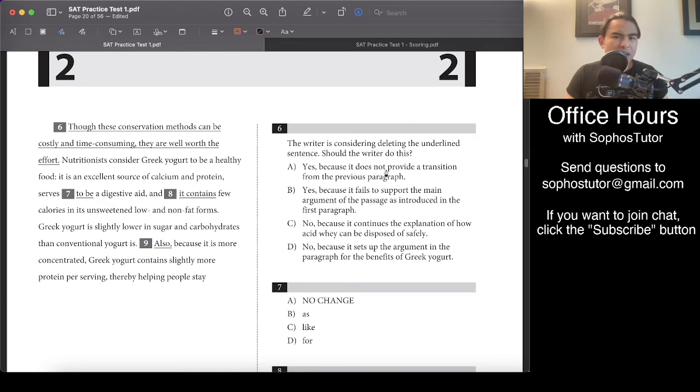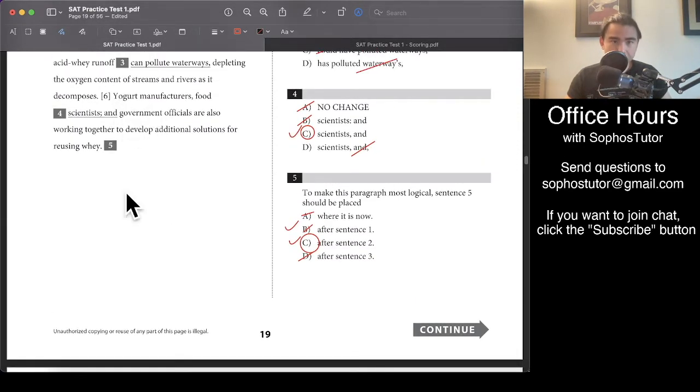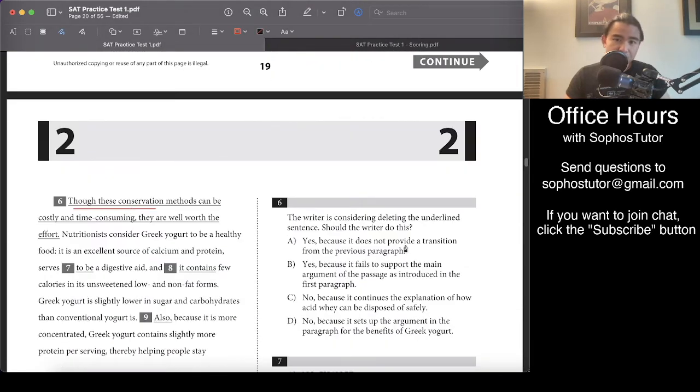It does not provide a transition from the previous paragraph. Okay, is that true? Now, it already says, "though these conservation methods can be costly and time-consuming." Here, "these" is actually a really good transition. "These" refers to something in the past, these conservation methods, which were mentioned up here. So I think this is false. I think it does provide a transition from the previous paragraph. So I don't think it's A.